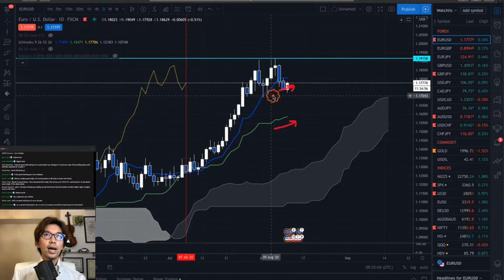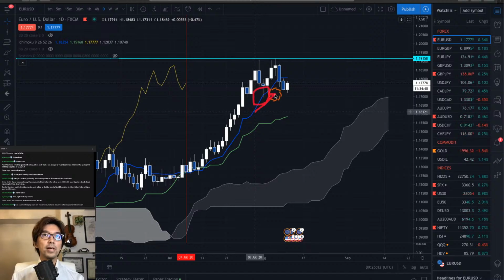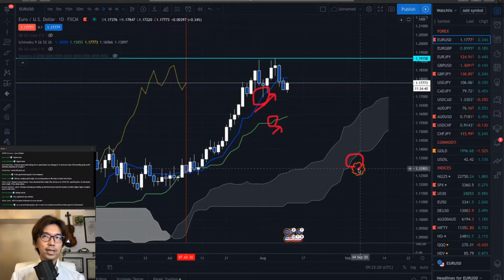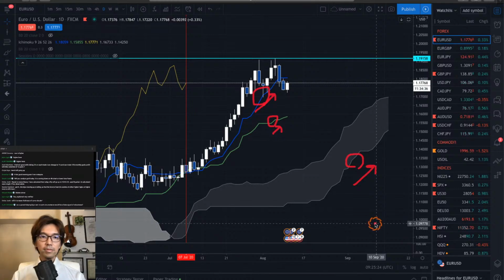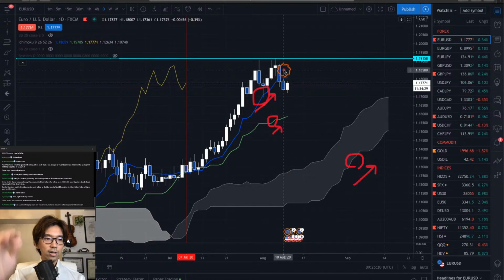And when Tenkan-sen is moving up, that's uptrend in the short term. When Kijun-sen is moving up, that's uptrend in the midterm. And when Senko span B is moving up, that's uptrend in the long term. Because when they're moving up, that's either high renewed higher or the low renewed higher.